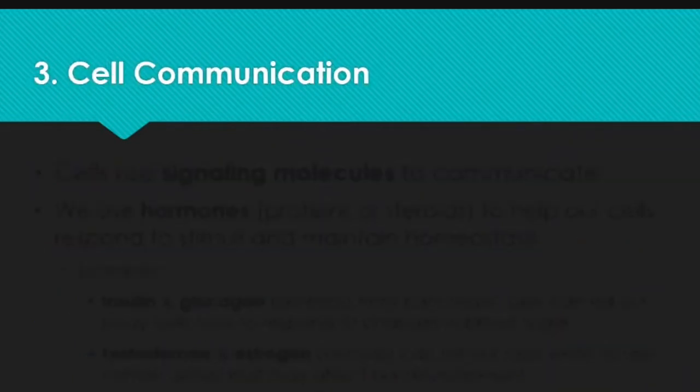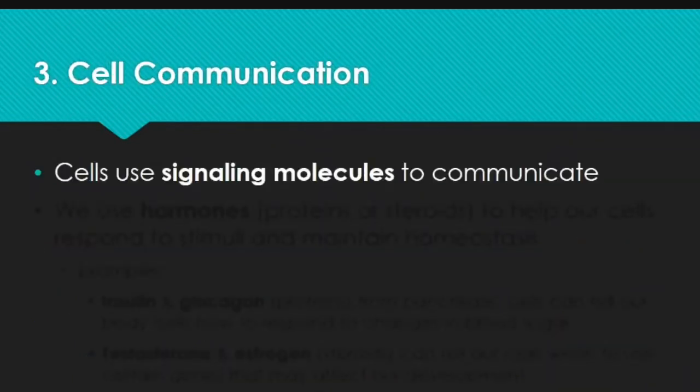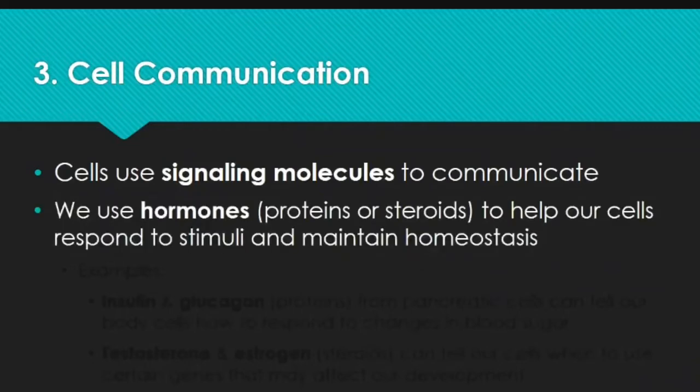So, cell communication: cells use signaling molecules to communicate. We call them ligands or signals or whatever you want to say. In human bodies, we talk about hormones, and hormones are usually either protein-based or steroid lipid-based, and they help our cells respond to stimuli and maintain homeostasis based on what is being gathered around us.